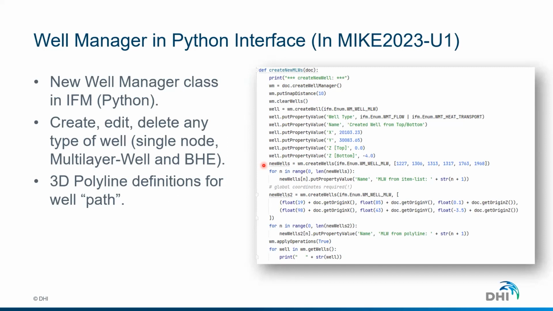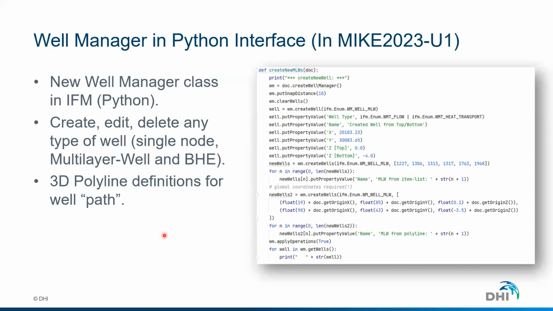So we introduced a new class called Well Manager class. It's only supported through the Python interface, not C++. This is a decision that we made on purpose because most of the community was always requesting Python implementations instead of C++. So it's a manager, same concept. You can ask things: give me the number of wells, delete all the wells, create new wells. You can create wells with flow or mass transport or heat transport combined. You can control any type of well from Python: well BC, multi-layer well, borehole heat exchanger.